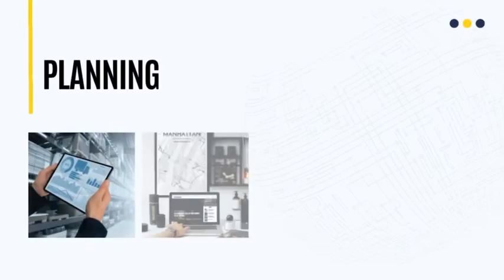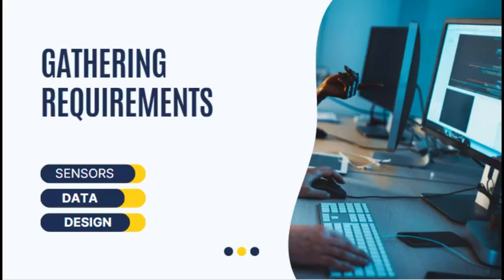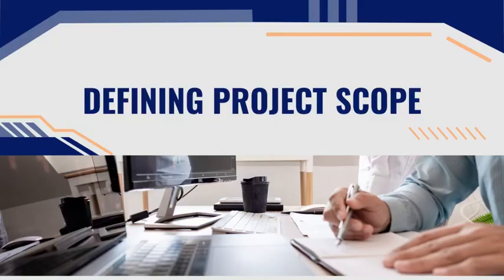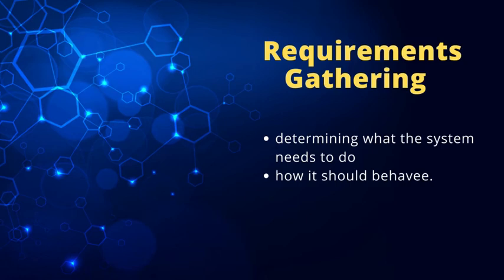The planning phase is the first step in the embedded development lifecycle. It involves gathering requirements, defining project scope, and creating a project plan. The requirements gathering process involves determining what the system needs to do and how it should behave.